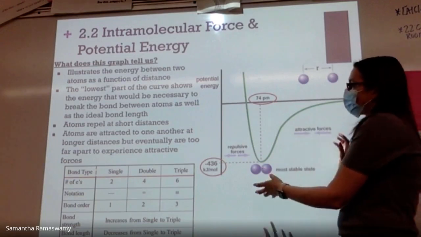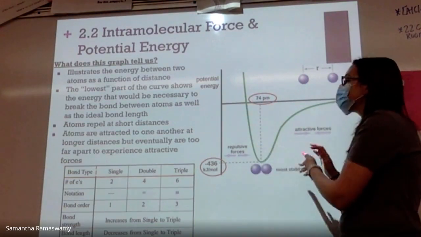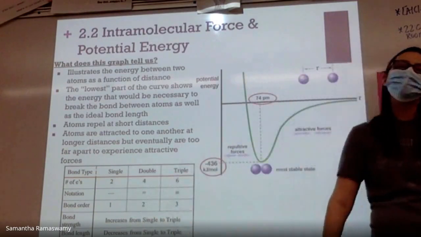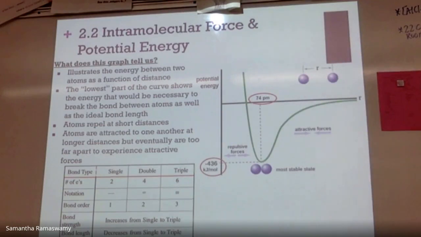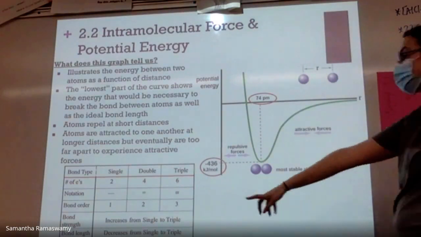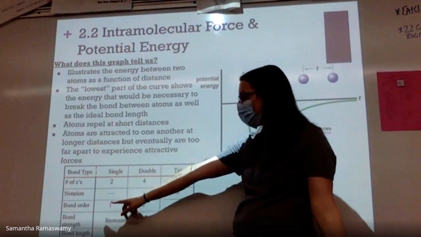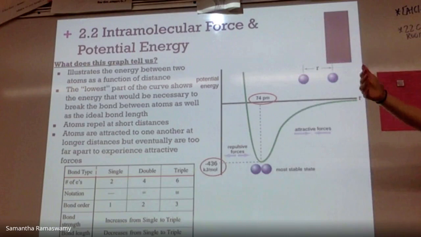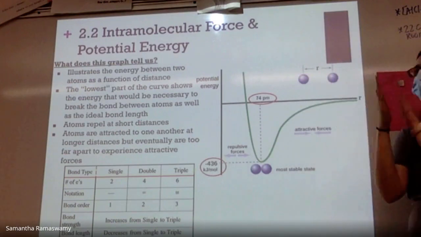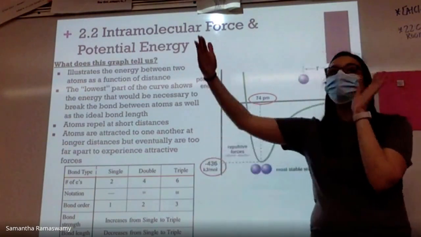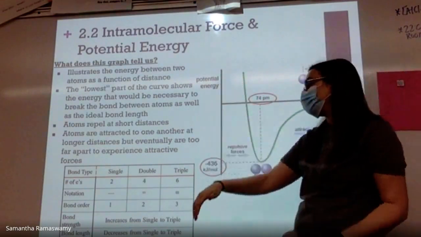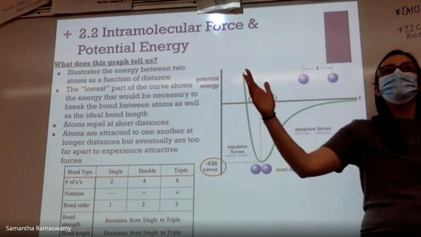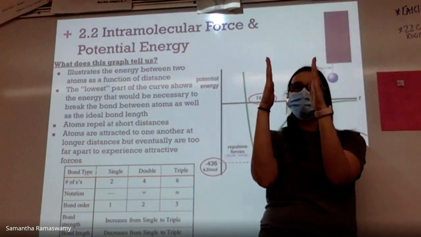Now, some other things with these potential energy graphs. These graphs will be different based on the type of bond that exists. A single bond, which would have a bond order of 1 because it's just one bond, is the longest type of bond. You only have 2 electrons being shared, and so a single bond is the longest bond. Double bond is right in the middle. A triple bond is the shortest bond.